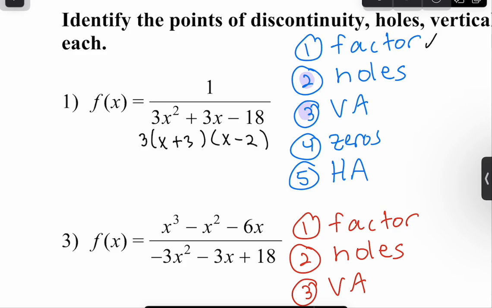Holes occur when we have a factor on top that matches a factor on the bottom. The only factor we have on top is a 1, so we don't have anything good to help us. So there are none of those.